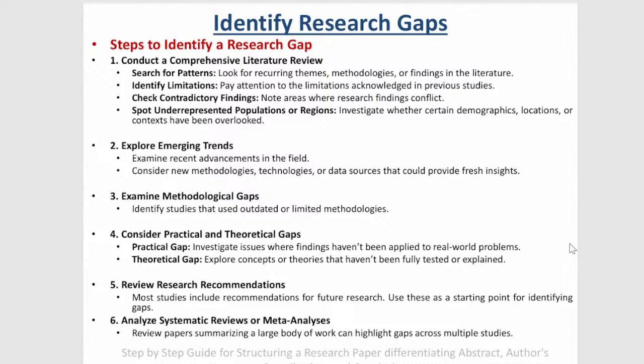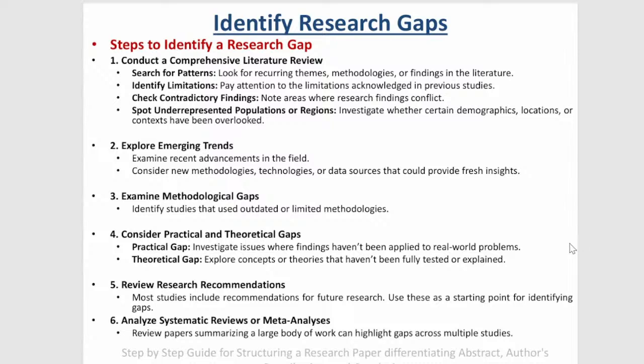The steps to identify a research gap. We have to conduct a comprehensive literature review. We have to search for patterns, which means we need to look for recurring themes, recurring methodologies, or findings in the literature.